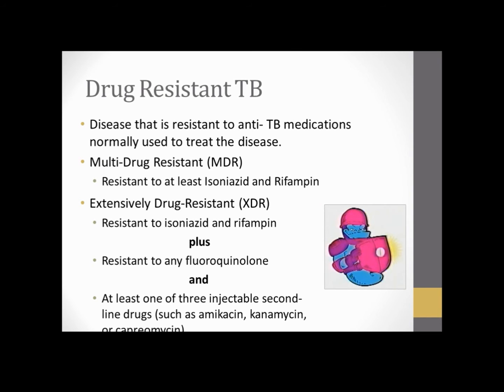Drug-resistant TB is disease that is resistant to anti-TB medications normally used to treat the disease. Multi-drug resistant, or MDR, is resistant to at least isoniazid and rifampin. Extensively drug resistant, or XDR, is resistant to isoniazid and rifampin, plus resistant to any fluoroquinolone, and at least one of 3 injectable second-line drugs, such as amikacin, kanamycin, and capreomycin.